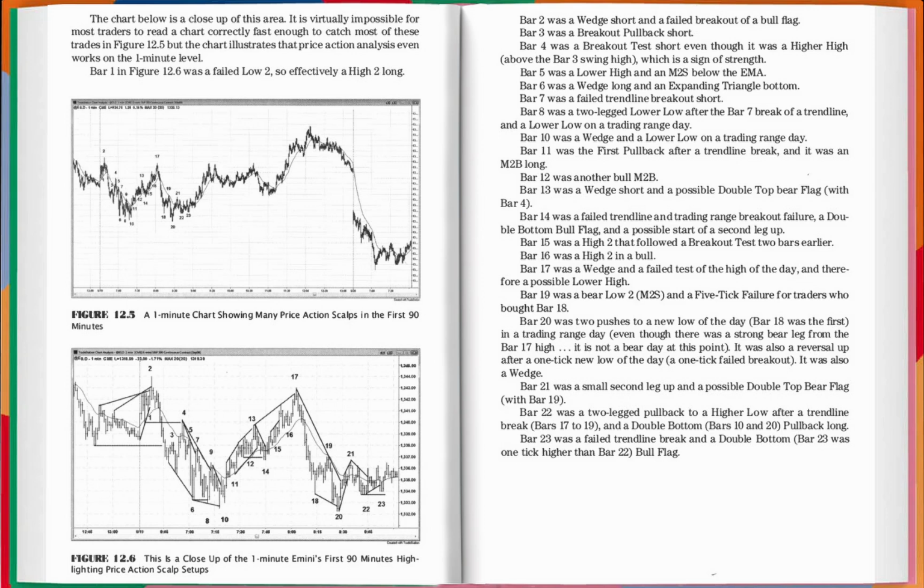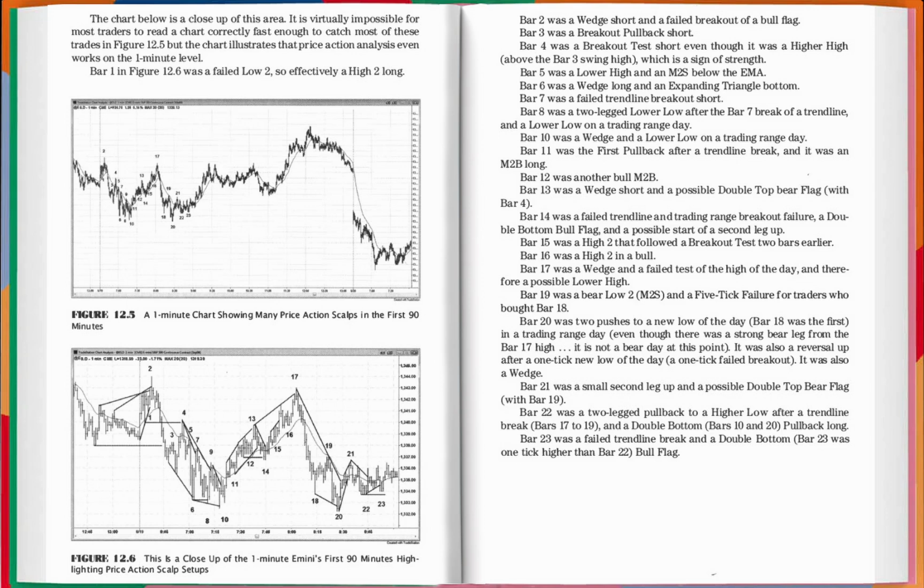Bar 18 was the first in a trading range day, even though there was a strong bear leg from the bar 17 high. It is not a bear day at this point. It was also a reversal up after a 1-tick new low of the day, a 1-tick failed breakout. It was also a wedge.